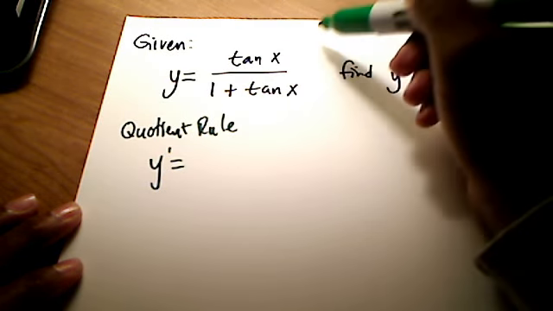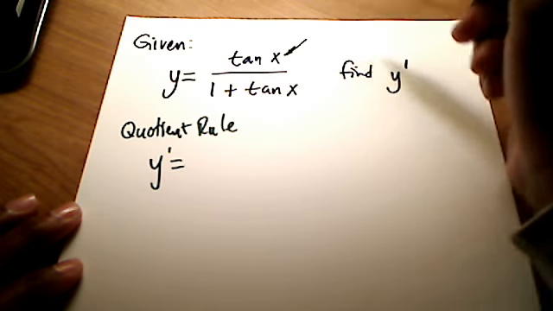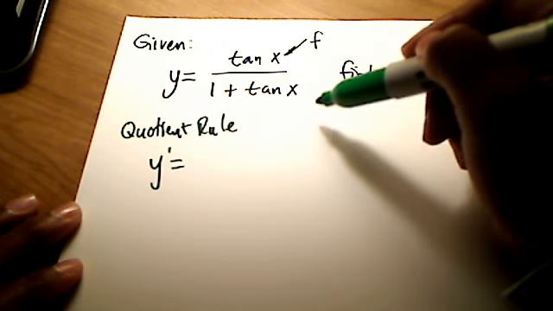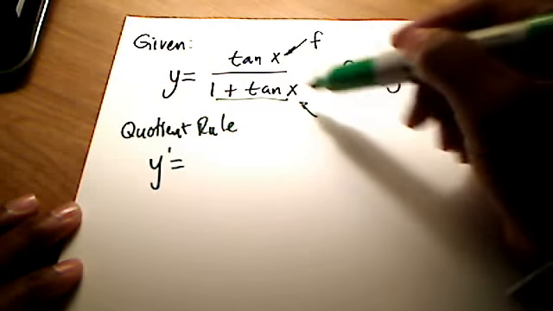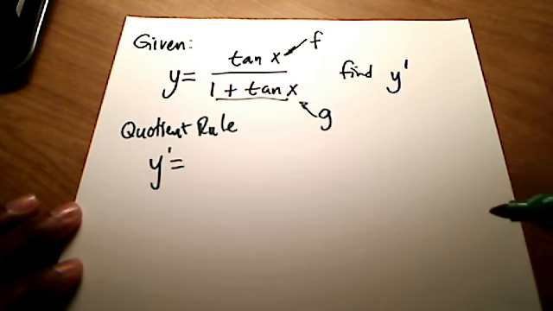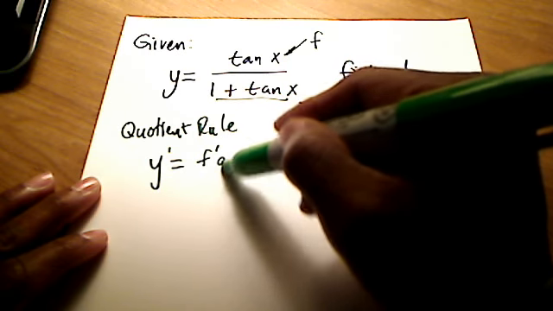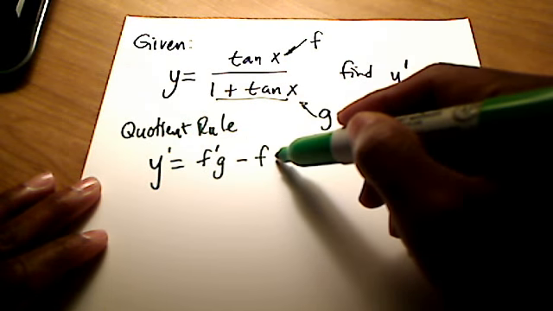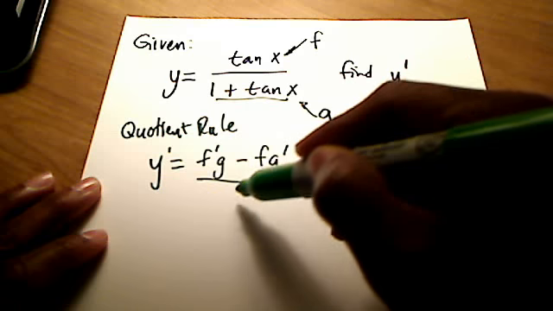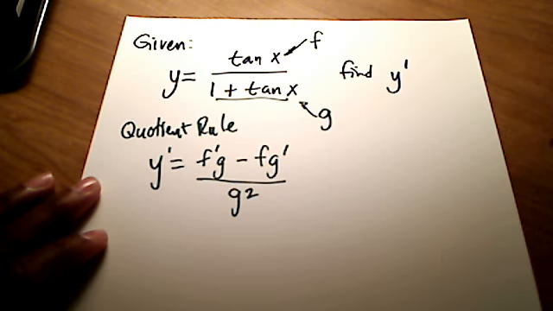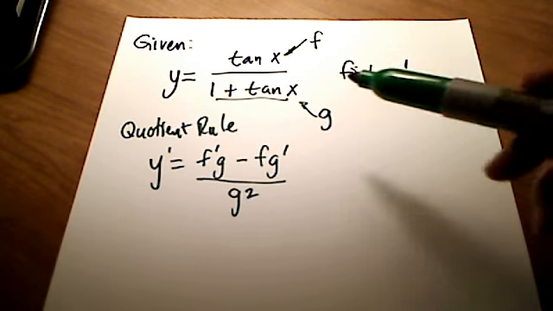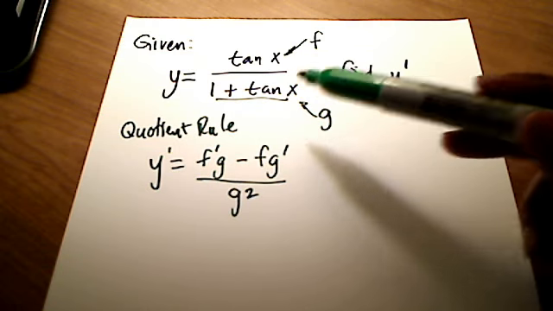Quotient rule says, we'll call this numerator f, and my entire denominator down here, all of this stuff down here, we'll call g. So the quotient rule says, let's do the derivative of f times g minus f times the derivative of g, all over g squared.